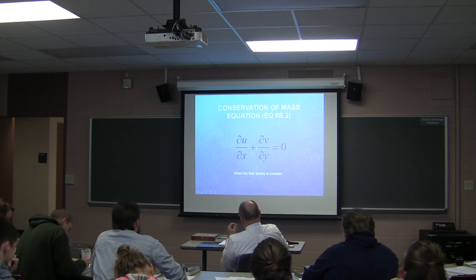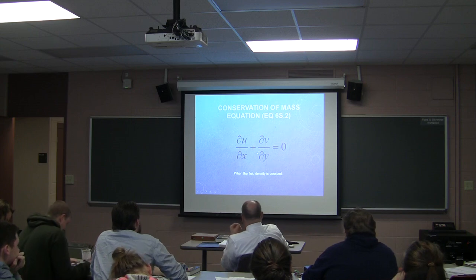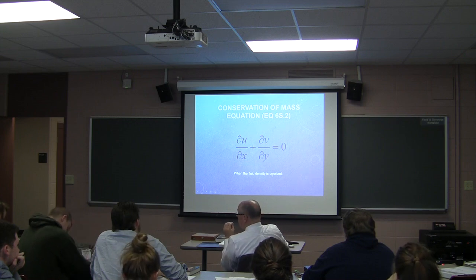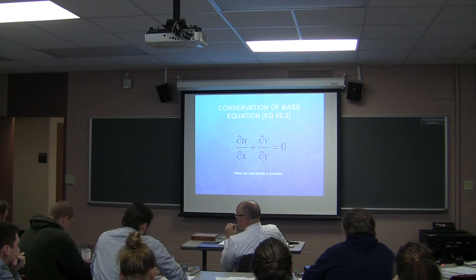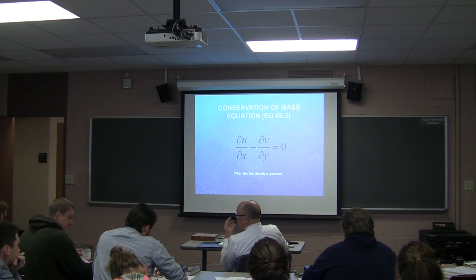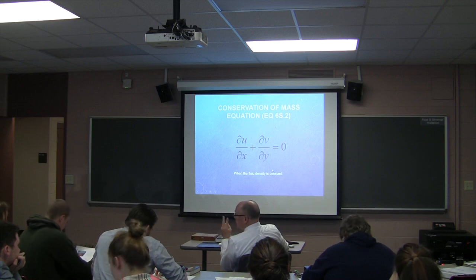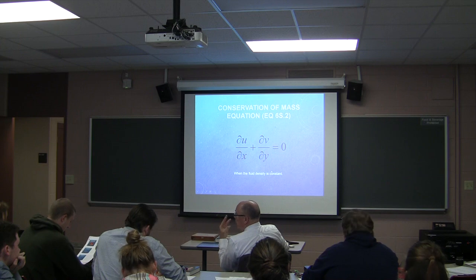That is the partial of u with respect to x plus the partial of v with respect to y is equal to 0. Let me point out for a moment that u is the velocity in the x direction, v is the velocity in the y direction. Large V squared is equal to u squared plus v squared. All of these derivations are in 2 dimensions, not 3, although they can be done in 3 dimensions.